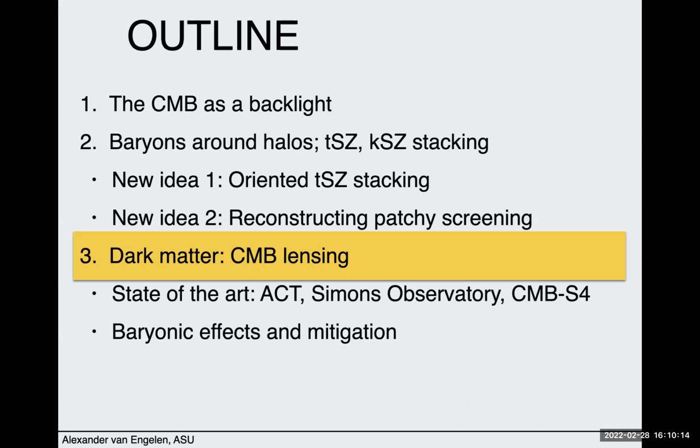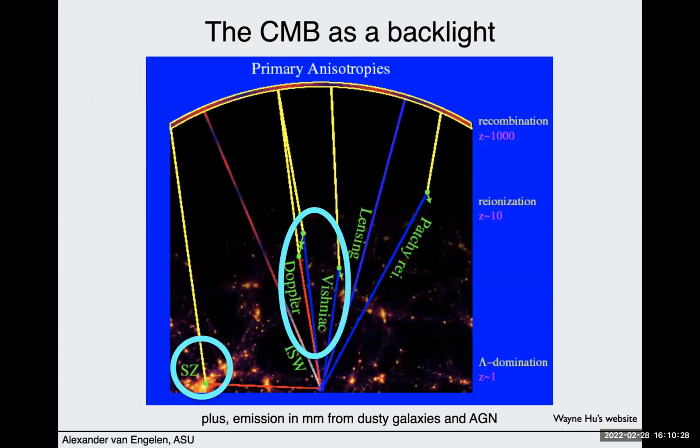Okay. So for the next 15 minutes or so, I'd like to finish on CMB lensing. We were talking about baryons for the last 30 minutes or so. Let's talk about dark matter. We talked about the SZ effect and the kinetic SZ effect. Let's talk about lensing, which is the fact that the paths of photons are slightly bent by the large scale structure from the CMB to us.